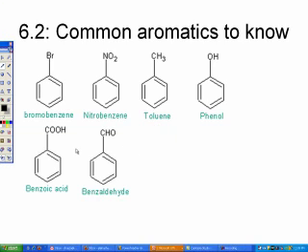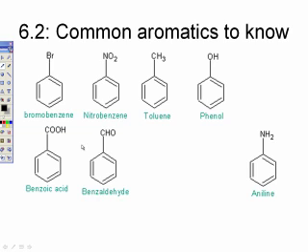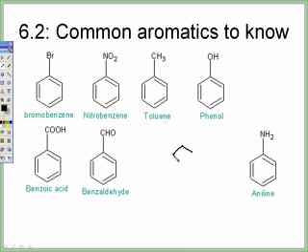Benzaldehyde. And then we have aniline. That is with an amino group, an NH2, as opposed to a nitro group. And I believe that's all the ones that there are. I'm just going to go back because there's one more I want you to put in here, and that is the xylene.